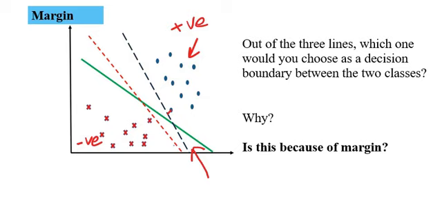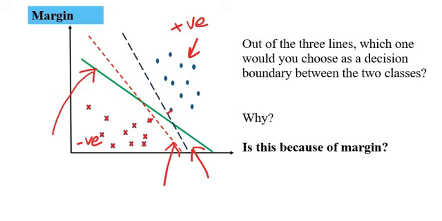Now look at the red one, the red dashed line. All the blue dots are very far or quite far away. However, we again see a cross belonging to the negative class, which is very close to the line. So this again might not be very suitable.